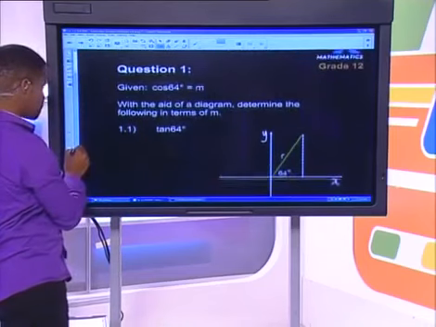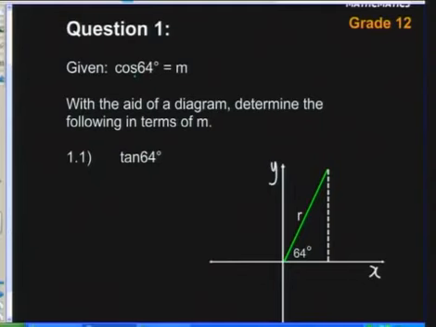My first problem: I have cos 64 equals m over 1. Why do I draw this in the first quadrant? Because 64 is in the first quadrant. You have 0, we're rotating that way, we have 0 there and 90 there, so 64 falls in the first quadrant. What is cos? Adjacent over hypotenuse. So the adjacent is on the x-axis, and the radius in this case is 1. Try to complete the diagram. Then what can I do?